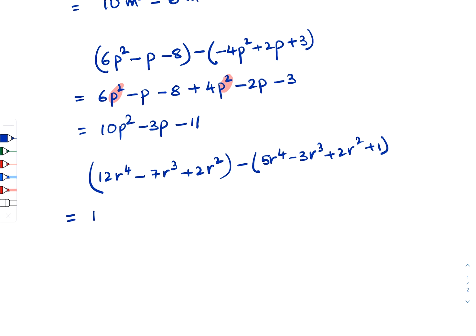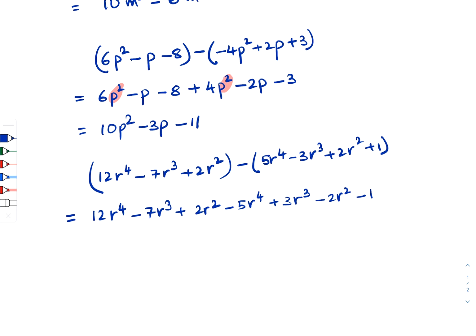So we'll pull the first one out. 12r raised to the fourth minus 7r cubed plus 2r squared. And then the second, because of the negative sign, all the signs inside this parentheses are going to flip. So that's going to be negative 5r raised to the fourth plus 3r cubed minus 2r squared minus 1.